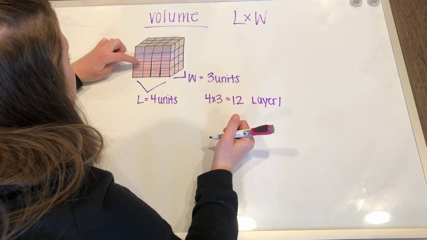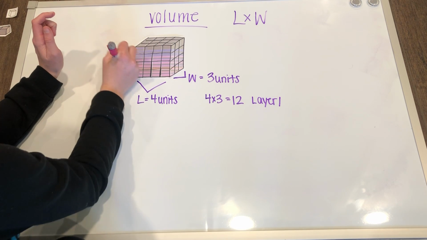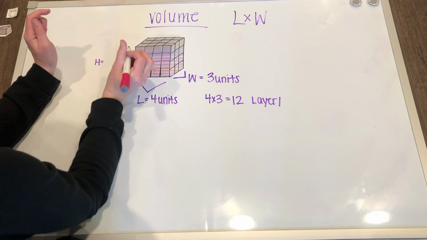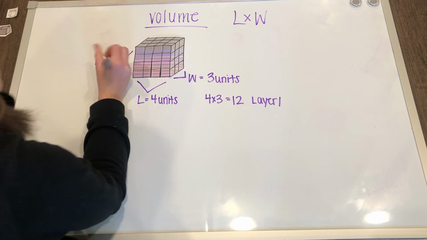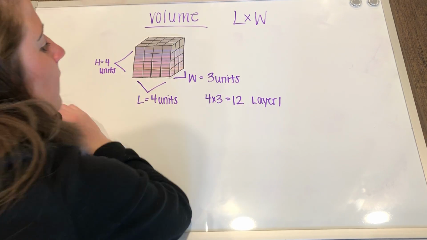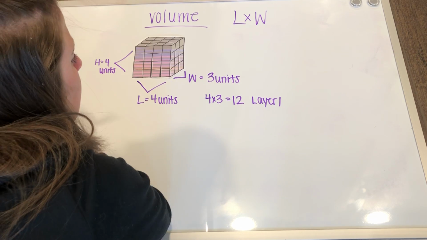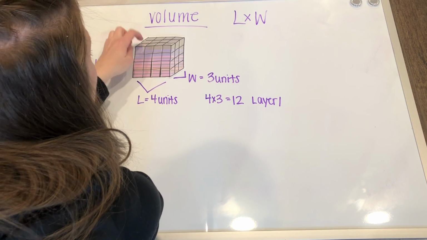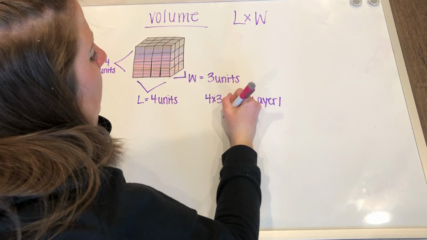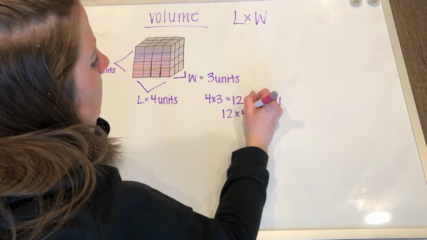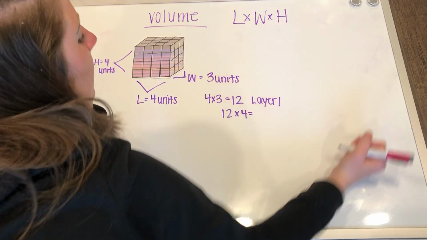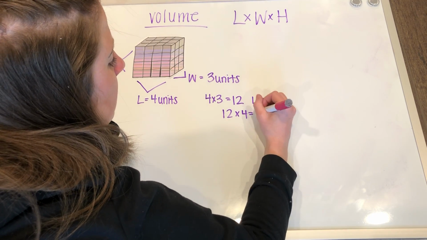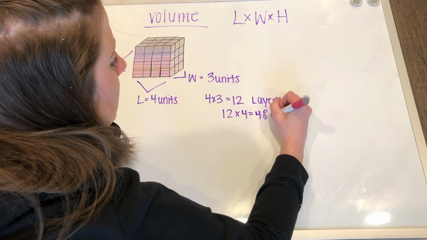But we have 1, 2, 3, 4 layers, or the height, which is 4. So now we have to add 12 up that amount of times, 4 times: 12, 12, 12, and 12, or we can multiply 12 times 4, which is then multiplying it by the height, which is 48 units.